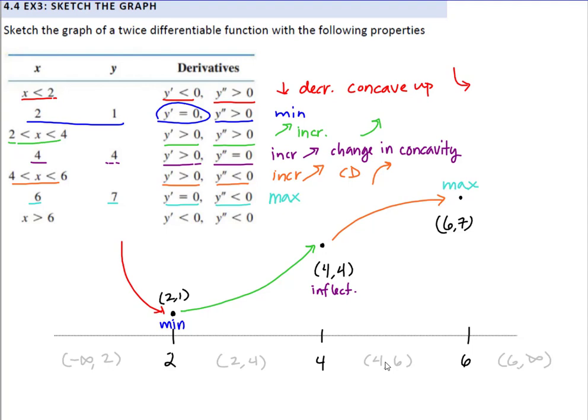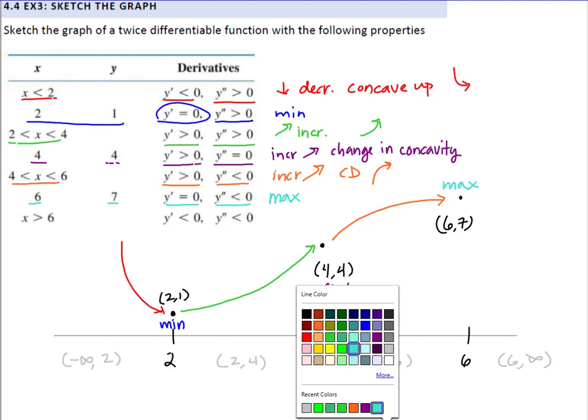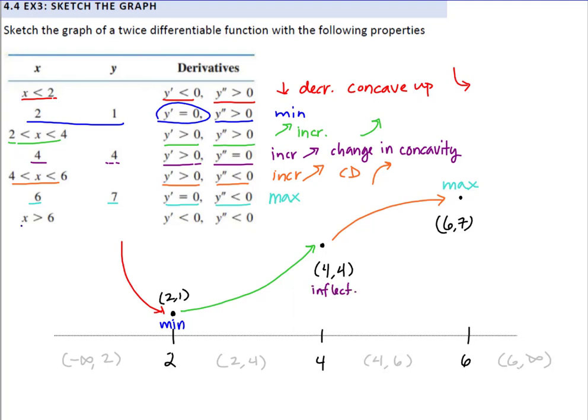All right, so last piece here. Pick another color we haven't used. X greater than 6. So for all x values that are to the right of 6, we notice the first derivative is less than 0. That lets me know this is going to be decreasing. And the second derivative is less than 0. So concave down. Concave down, decreasing. The graph is going to move sort of like that.